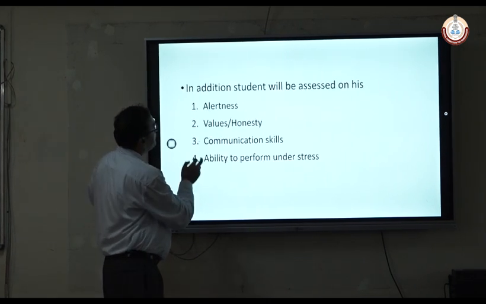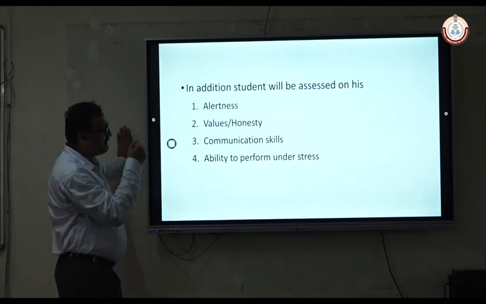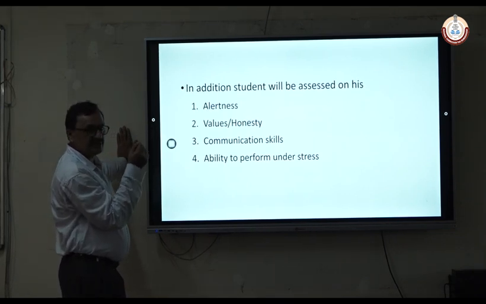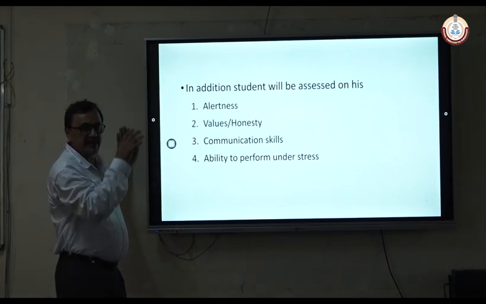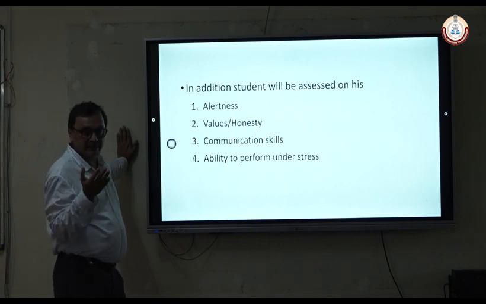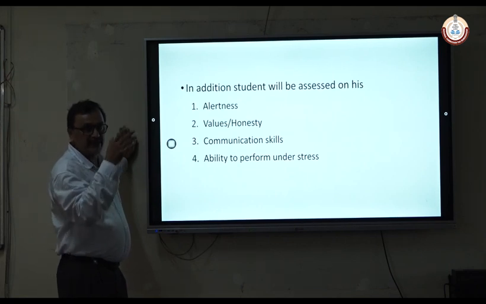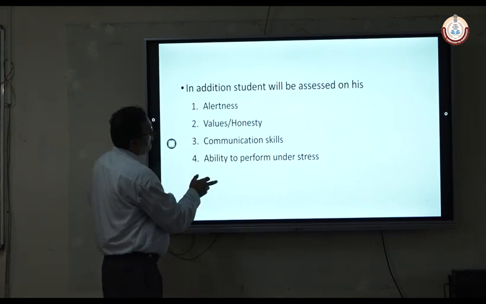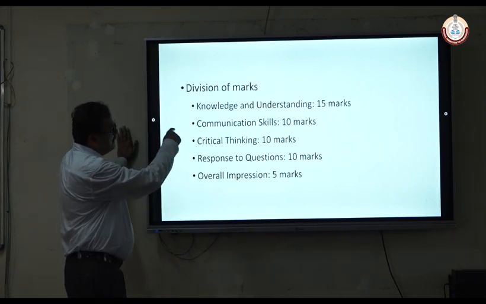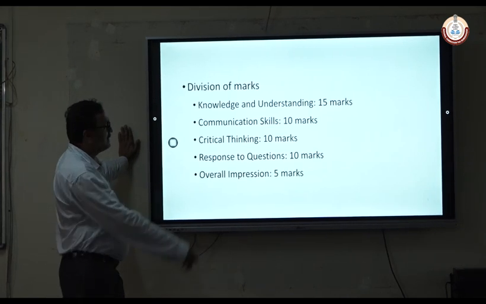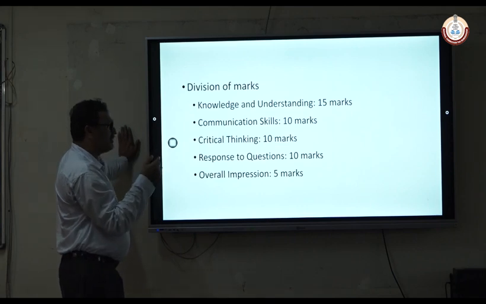In addition, the student will be assessed on alertness, values and honesty, communication skills, and ability to perform under stress. These are the areas when you are doing the bedside viva examination or the table viva examination. Both, we have to evaluate all these areas. Division of marks in the viva: knowledge and understanding 15 marks, communication skills 10, critical thinking 10, response to questions 10, overall impression 5.